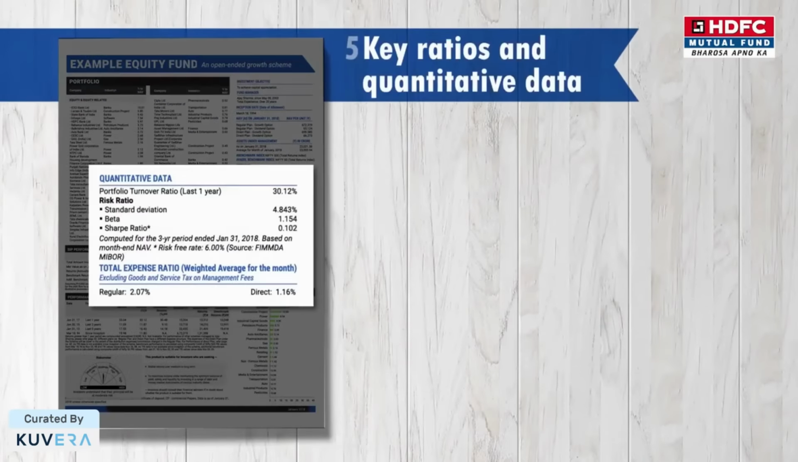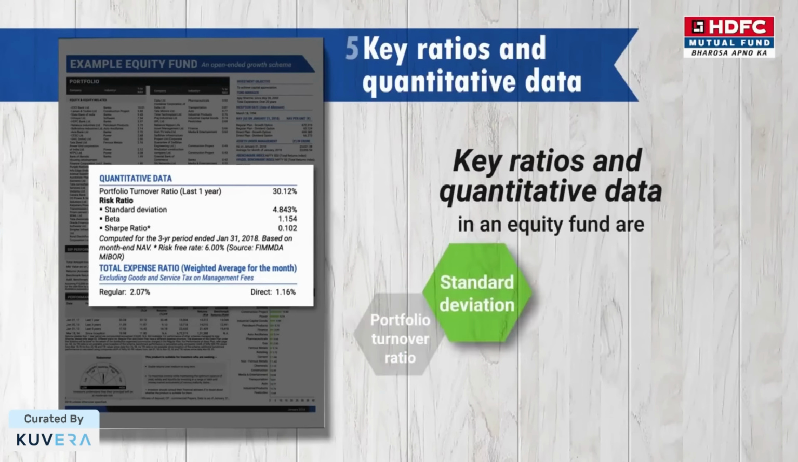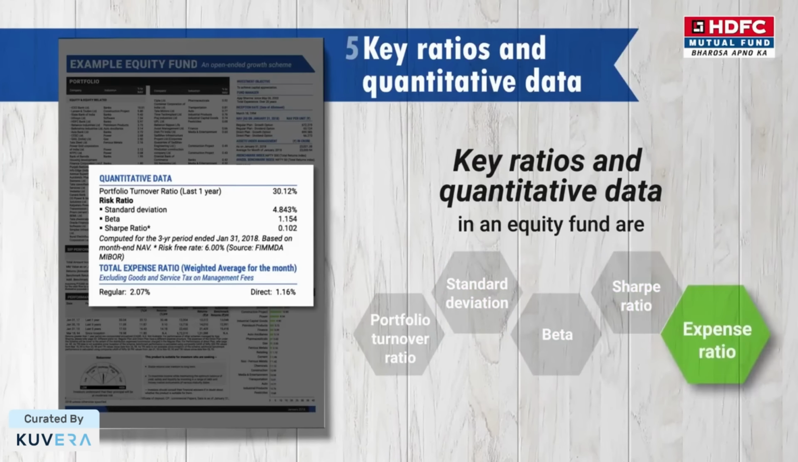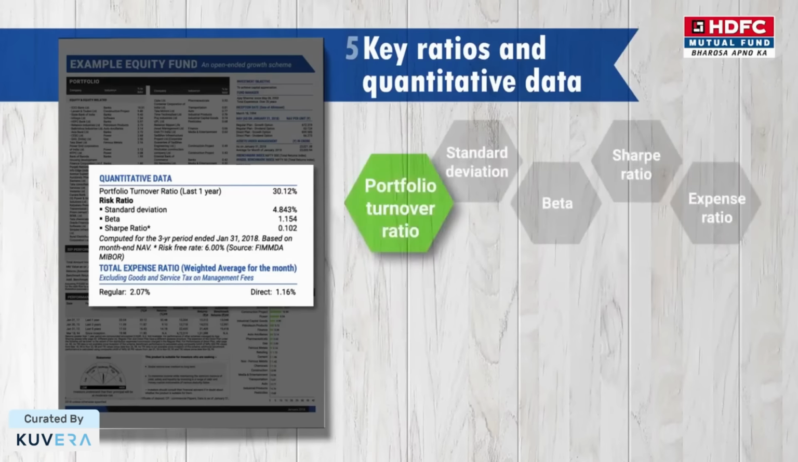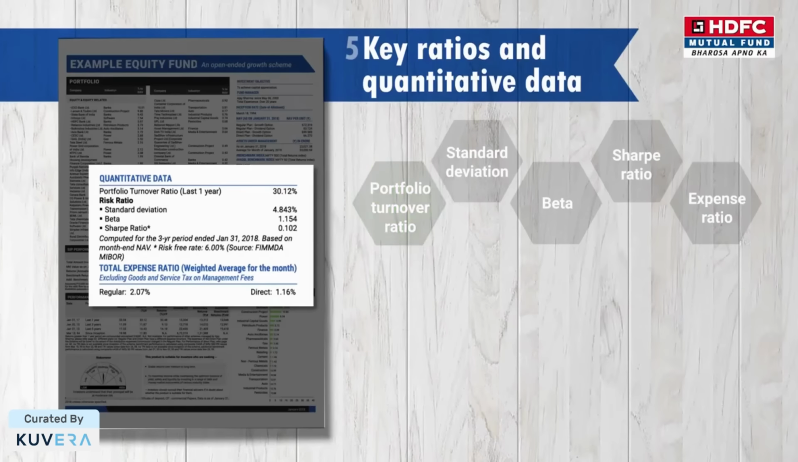Key ratios and quantitative data. The key ratios and quantitative data in an equity fund are portfolio turnover ratio, standard deviation, beta, Sharpe ratio, and expense ratio. Portfolio turnover ratio signifies the percentage of a scheme's holdings that has changed during a year. It is a measure of the scheme's trading activity.